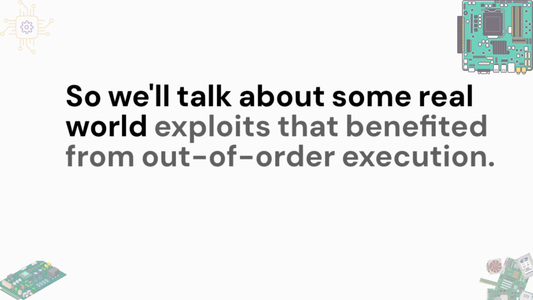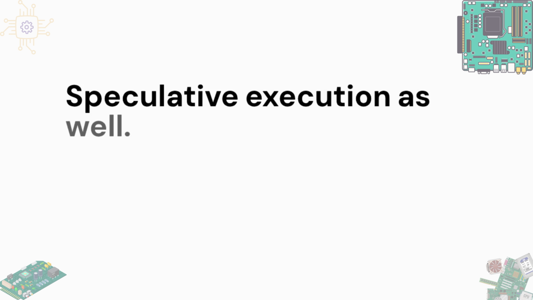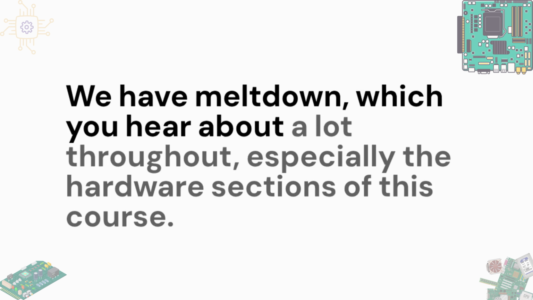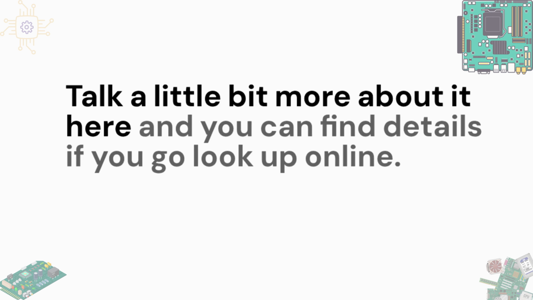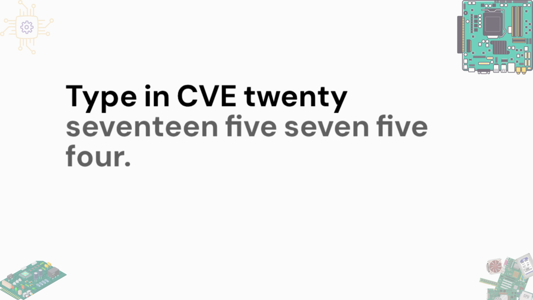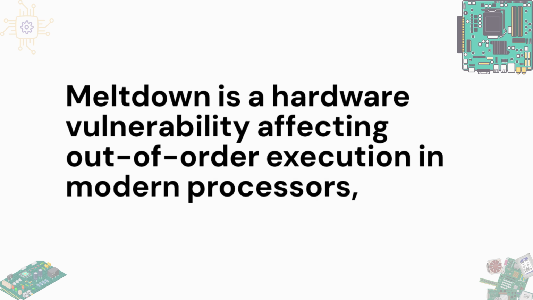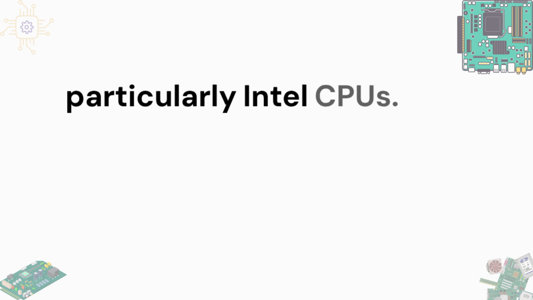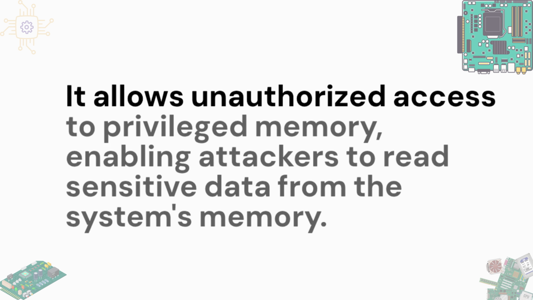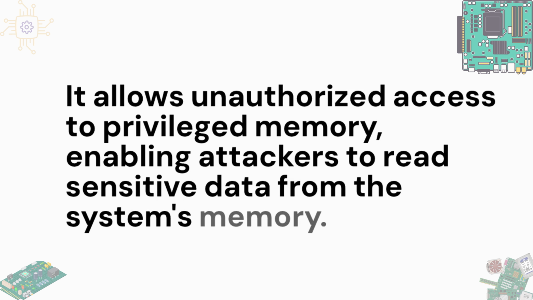So we'll talk about some real-world exploits that benefited from out-of-order execution and speculative execution as well. We have Meltdown, which you hear about a lot throughout, especially the hardware sections of this course. We'll talk a little bit more about it here, and you can find details if you look up CVE-2017-5754. Meltdown is a hardware vulnerability affecting out-of-order execution in modern processors, particularly Intel CPUs. It allows unauthorized access to privileged memory, enabling attackers to read sensitive data from the system's memory.